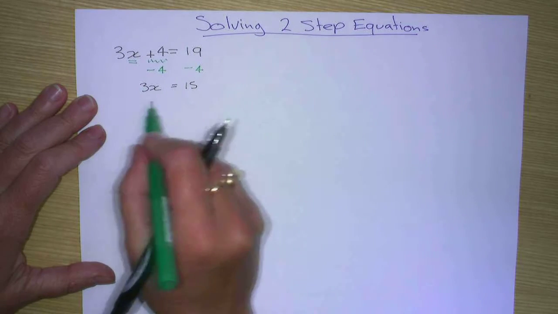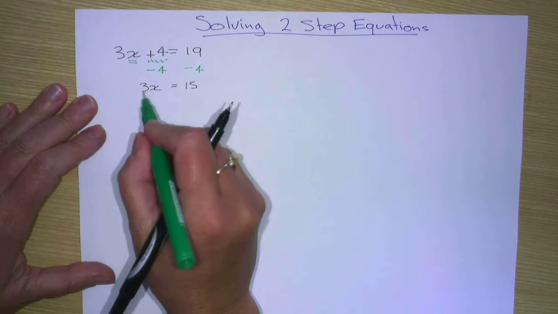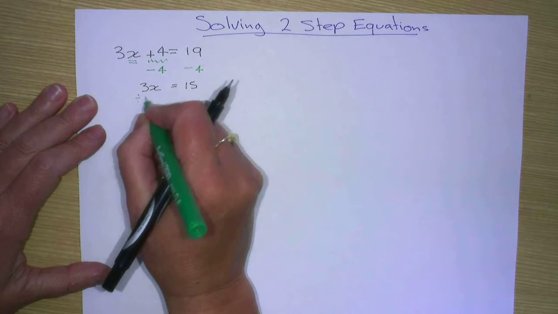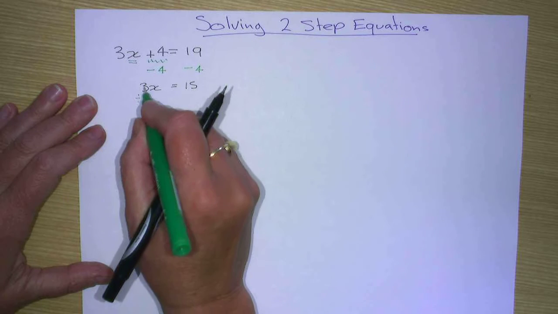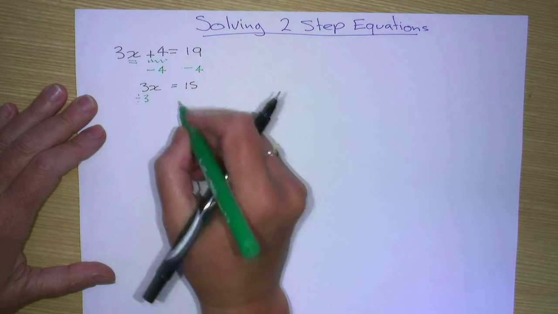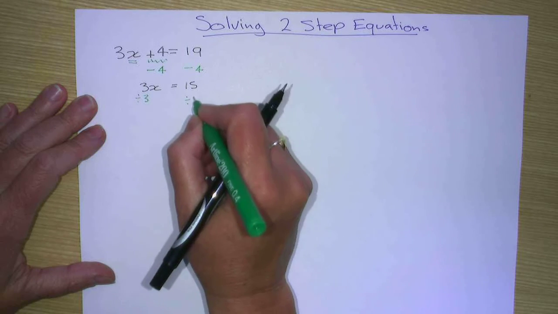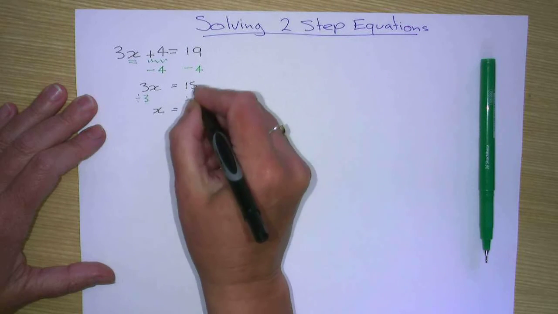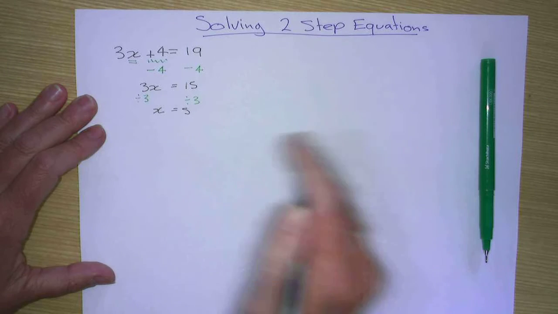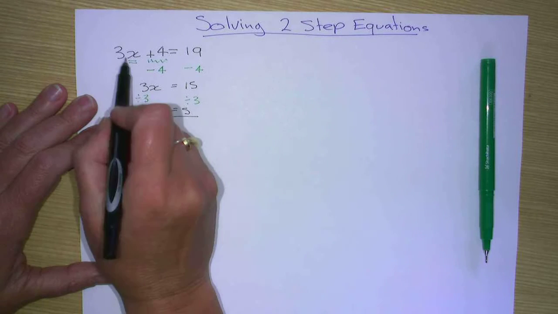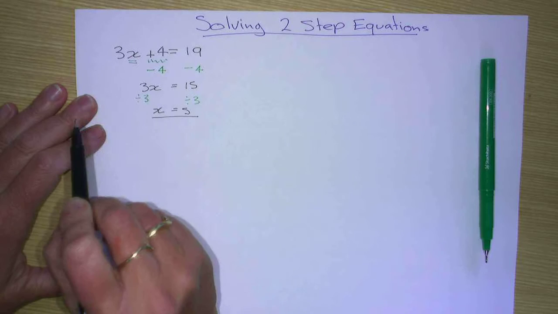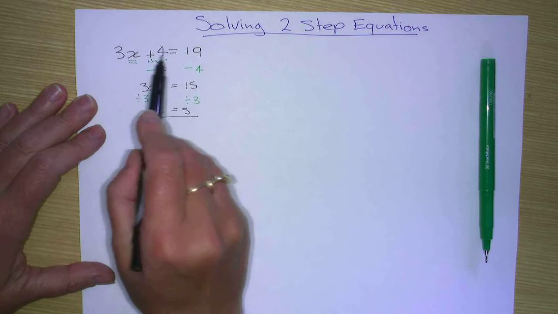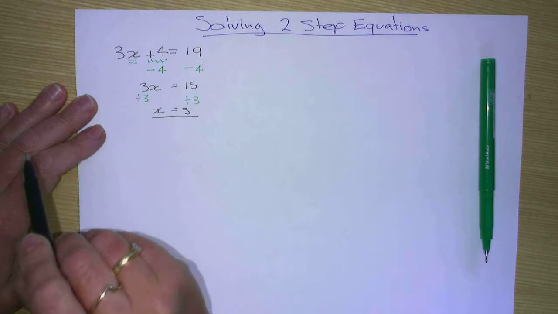Now this is similar to the one-step equation we did. 3 times x equals 15. So we need to divide both sides by 3. 3 divided by 3 leaves us with 1x, and we divide this side by 3. So now we have our x on its own. 15 divided by 3 is 5. Now if we put this back into our original equation and use BODMAS, 3 times 5 is 15, plus 4 is 19. So that's our first one.